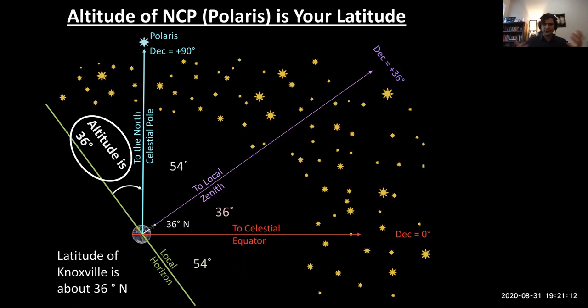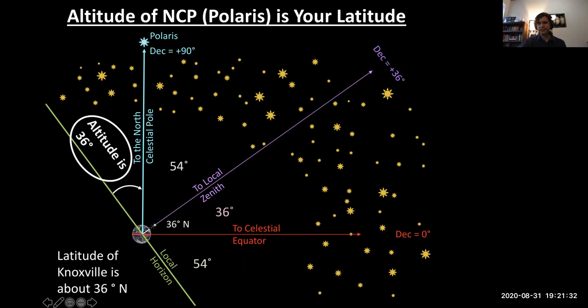So I made use of some right angles there, and I made use of my knowledge that the declination of my zenith point is my latitude. And I made some waypoints using Polaris and the celestial equator to figure out what the altitude of Polaris is going to be.